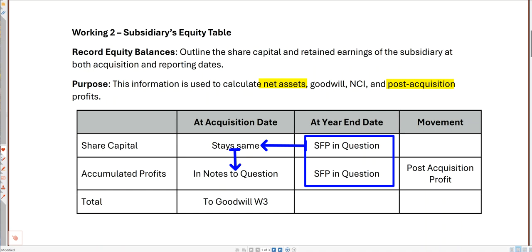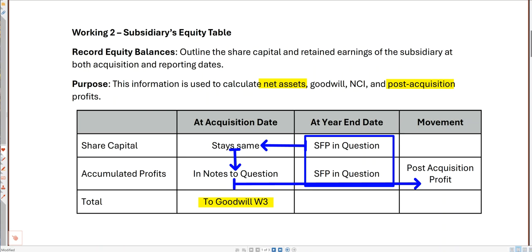However, if we acquired them a period of time before that, there's going to be a movement between the acquisition date and the year end date, and that movement will be post-acquisition profit. Of course it will, because if retained earnings or accumulated profits has gone up since we acquired the subsidiary, well then that will be post-acquisition profit. We also need this figure down here, the total at the acquisition date, in our goodwill working, which we will come to shortly.